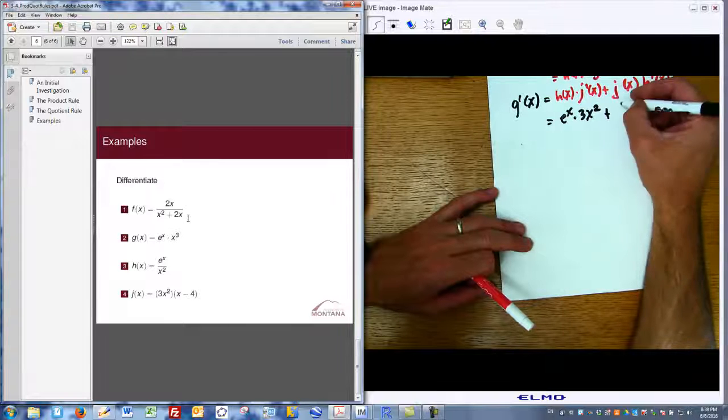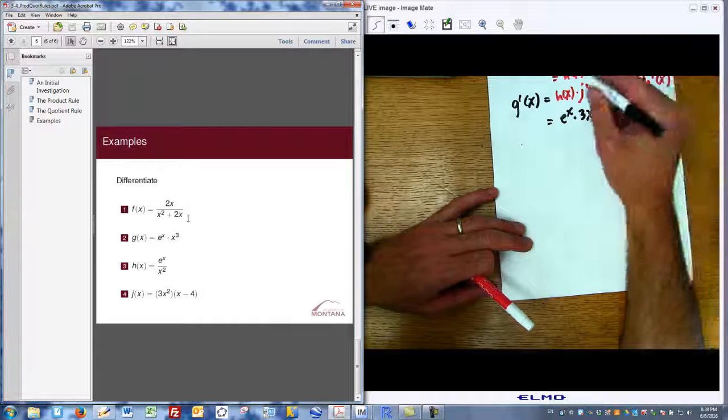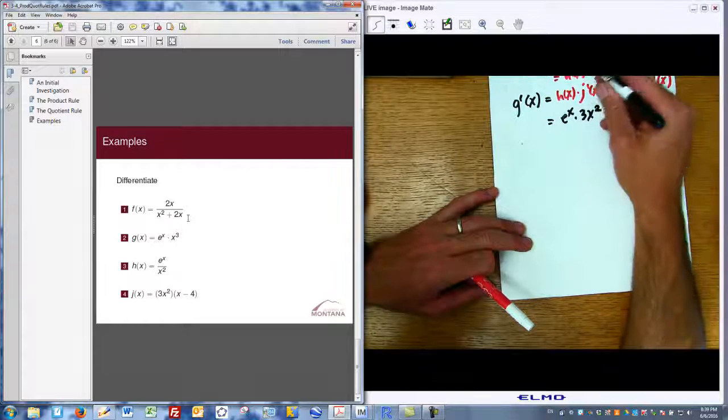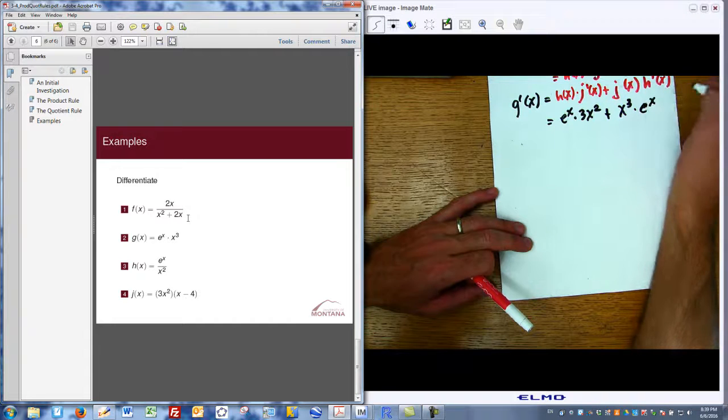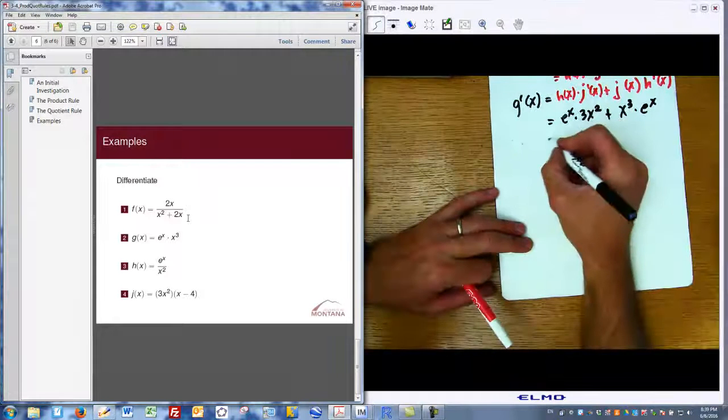And then on the second one, we'd have x to the third times h prime of x, and h is e to the x, so its derivative is just itself, e to the x. And so this would be the derivative that we get.